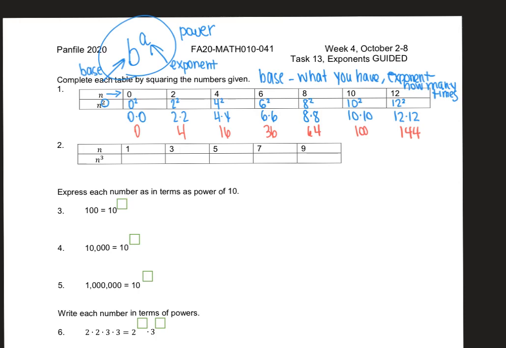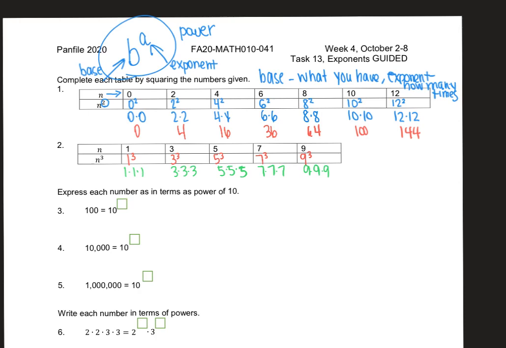So in number 2, we're going to do the same thing. We have this base, and we have this exponent of now 3. So when we're changing our base, we want 1 to the third, 3 to the third, 5 to the third, 7 to the third, 9 to the third. And if we were evaluating it, which they didn't ask for, but it's good to know what they're asking us for, the base is what we have. The exponent is how many times. So really here we would have 1 times 1 times 1, or 3 times 3 times 3, 5 times 5 times 5, 7 times 7 times 7, 9 times 9 times 9, okay?